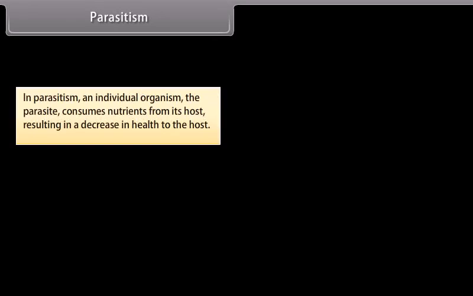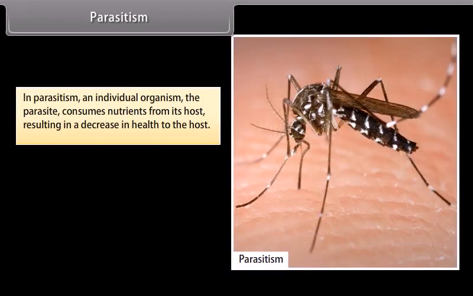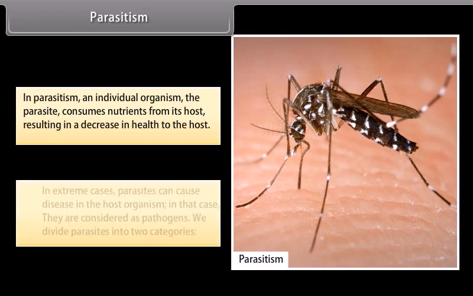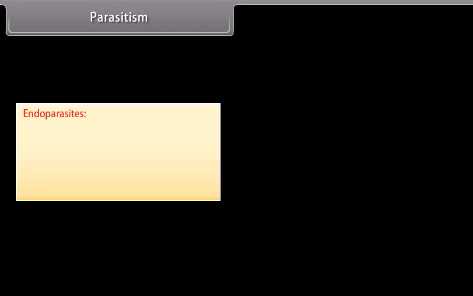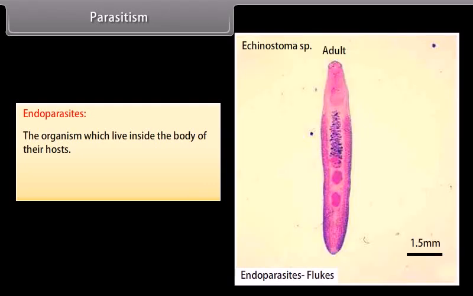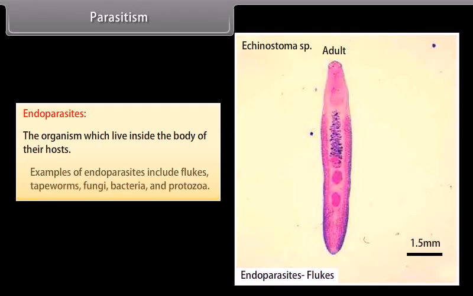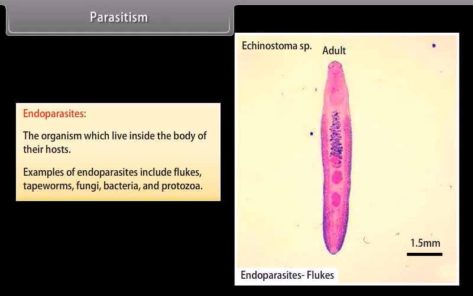Parasitism. In parasitism, an individual organism, the parasite, consumes nutrients from its host, resulting in a decrease in health to the host. In extreme cases, parasites can cause disease in the host organism. In that case, they are considered as pathogens. We divide parasites into two categories. Endoparasites are organisms which live inside the body of their hosts. Examples of endoparasites include flukes, tapeworms, fungi, bacteria, and protozoa.